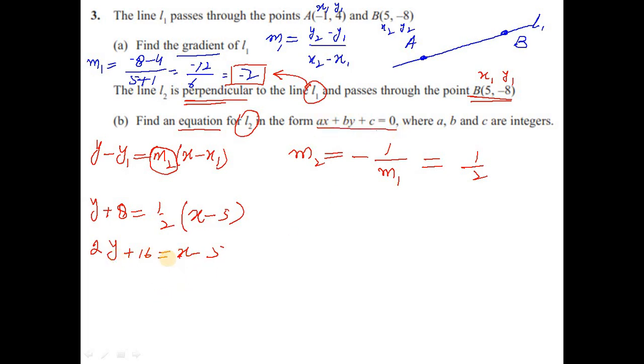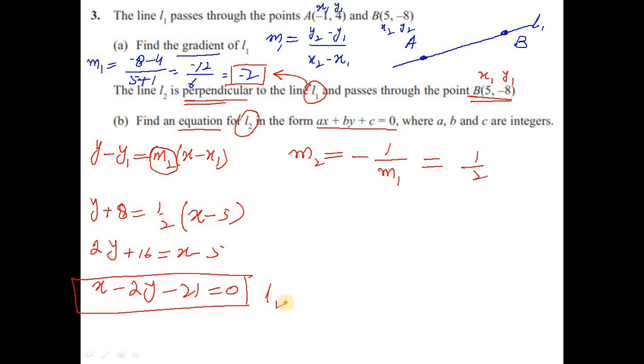So send everything on any one of the sides. So you can say that x minus 2y, and minus 5 and minus 16, so minus 21 equal to 0. This is your equation of the line L2.